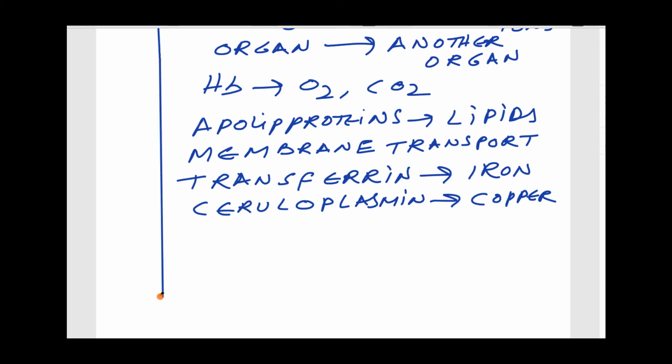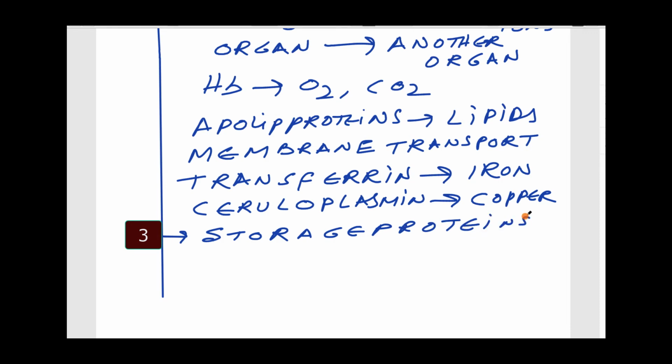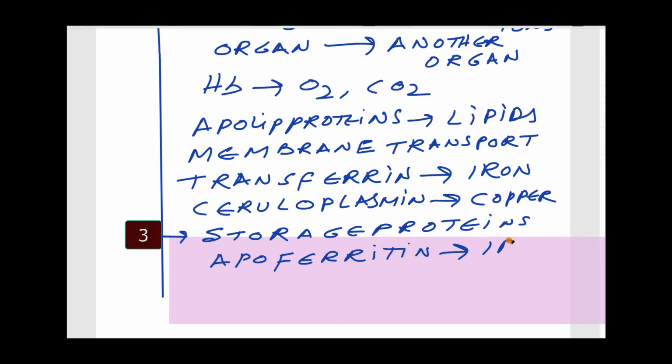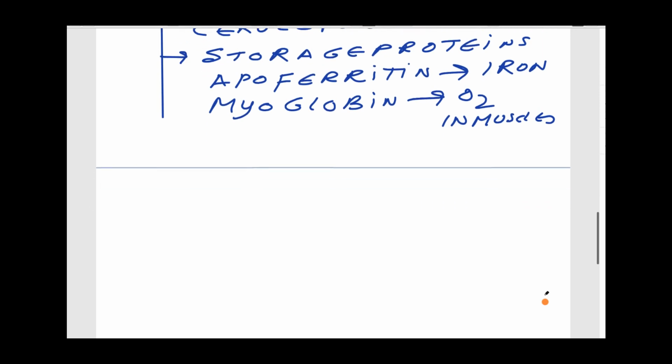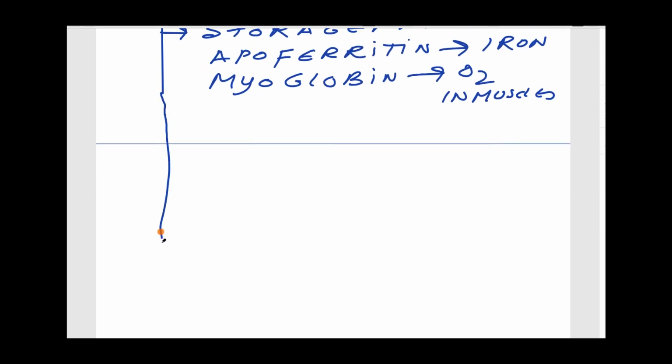The next one is storage proteins. Some proteins function as storage proteins. They store some molecules, serving as a storage form of essential components. What are these? Apoferritin stores iron. Then we know myoglobin, which stores oxygen in muscles. So hemoglobin transports, while myoglobin stores. Both are heme proteins.